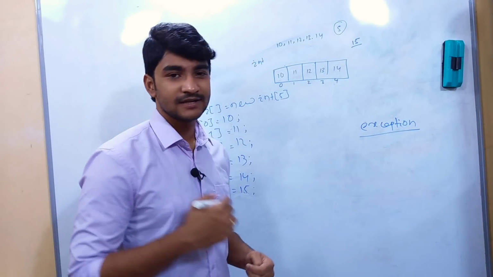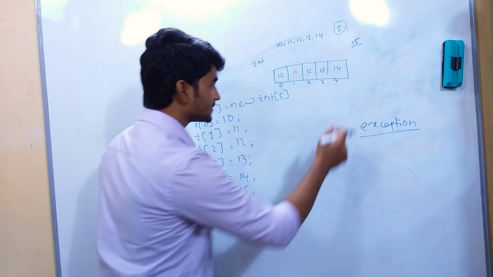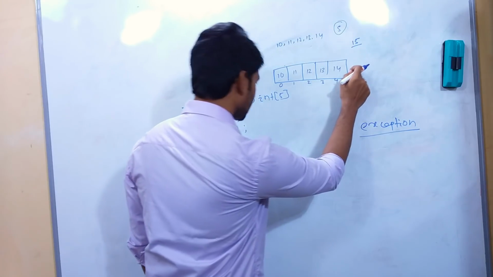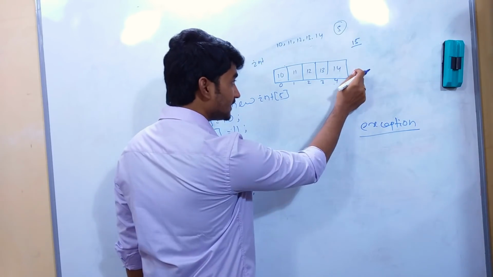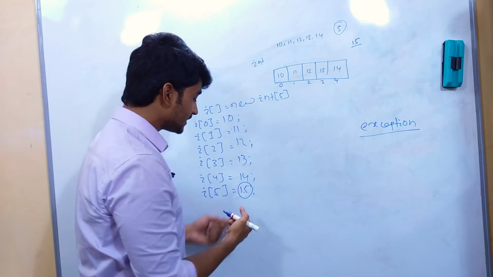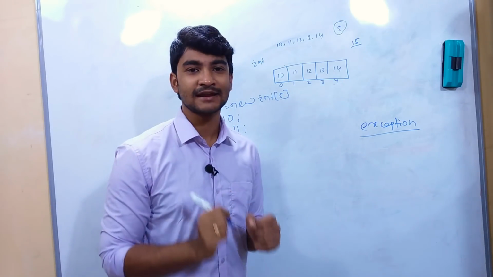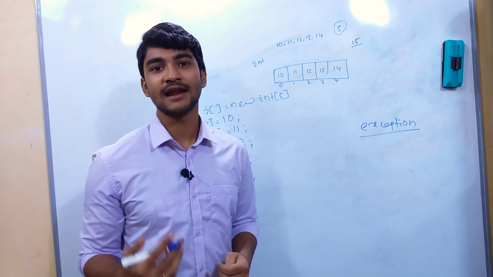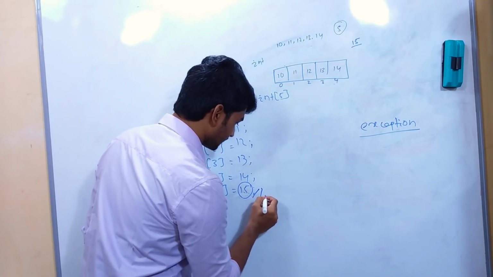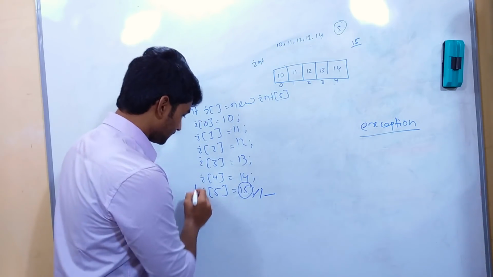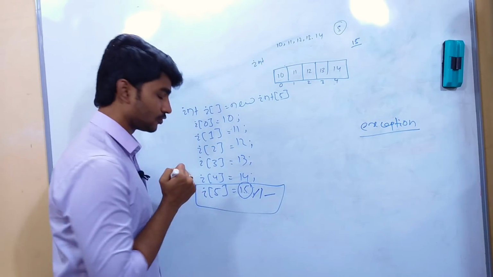So here we discovered a problem. There is no index available here, so how can I insert this number into this index? Even if I try to do it, I'm going to get an exception at runtime called ArrayIndexOutOfBoundsException. So this is not possible. This line will give us an exception. This is an invalid piece of code.